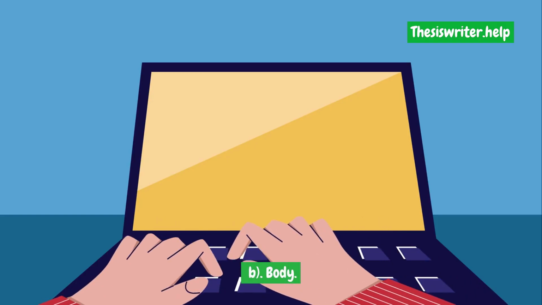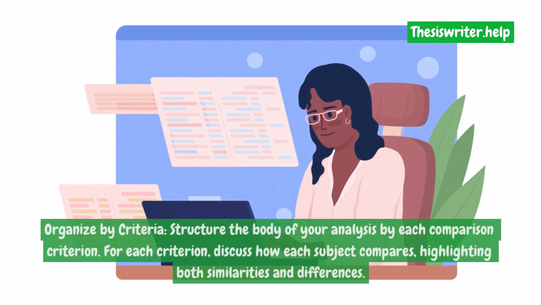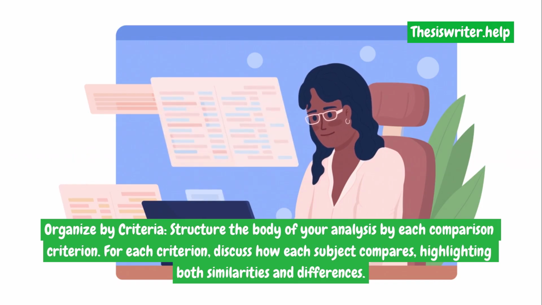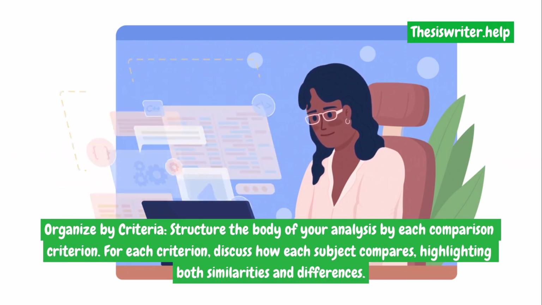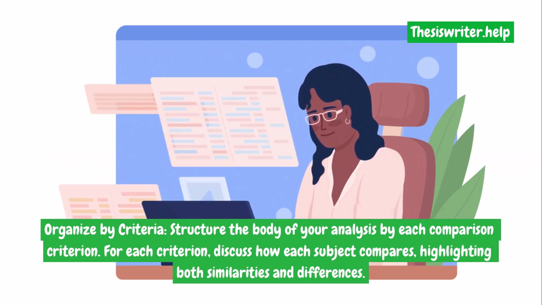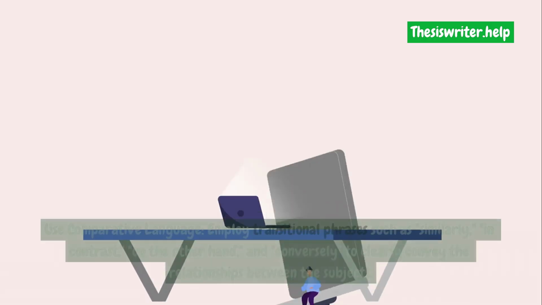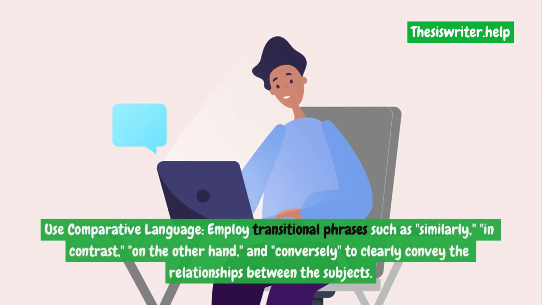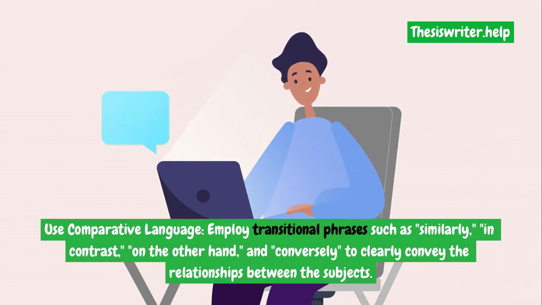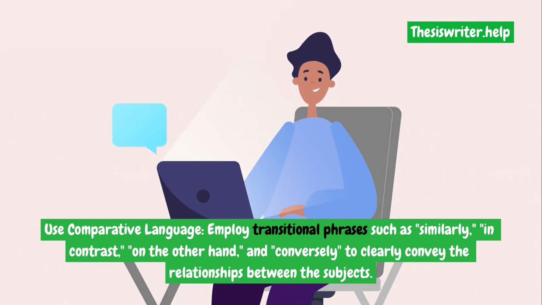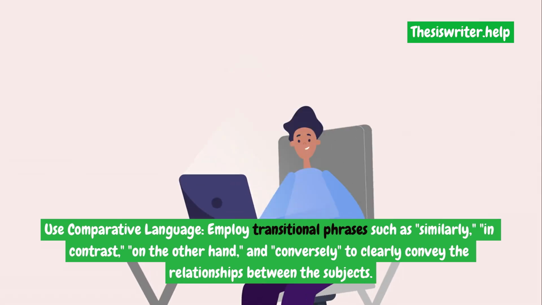B. Body. Organize by criteria. Structure the body of your analysis by each comparison criterion. For each criterion, discuss how each subject compares, highlighting both similarities and differences. Use comparative language. Employ transitional phrases such as similarly, in contrast, on the other hand, and conversely to clearly convey the relationships between the subjects.